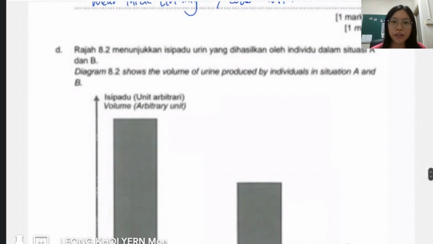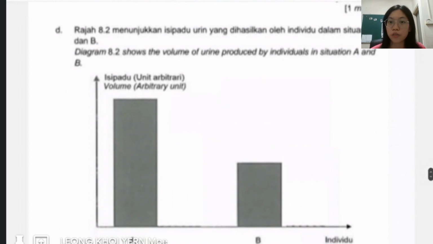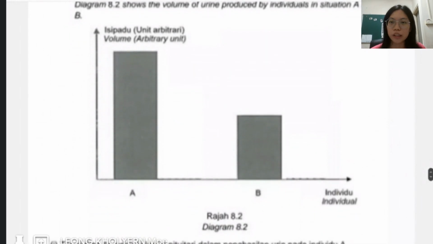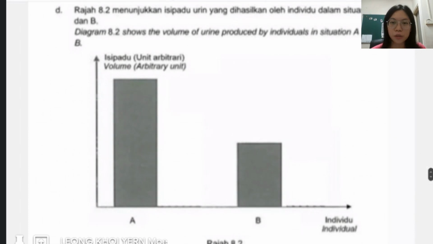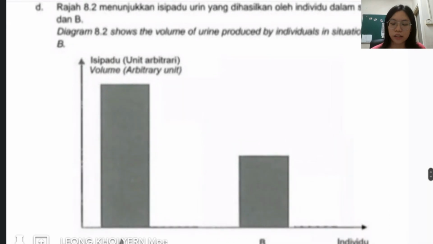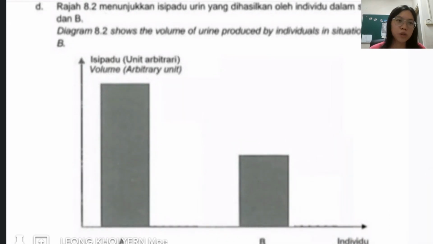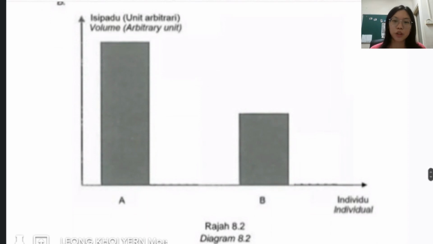Alright, now let's take a look at the volume of urine produced by the individual in situation A and B. So you can see in A, the volume of urine is a lot, and compared to B it is quite less. Arbitrary unit is a unit where they don't want to mention whether it is volume or liter, so they just write it as arbitrary unit lah. They just basically want to show you one is more and one is less.